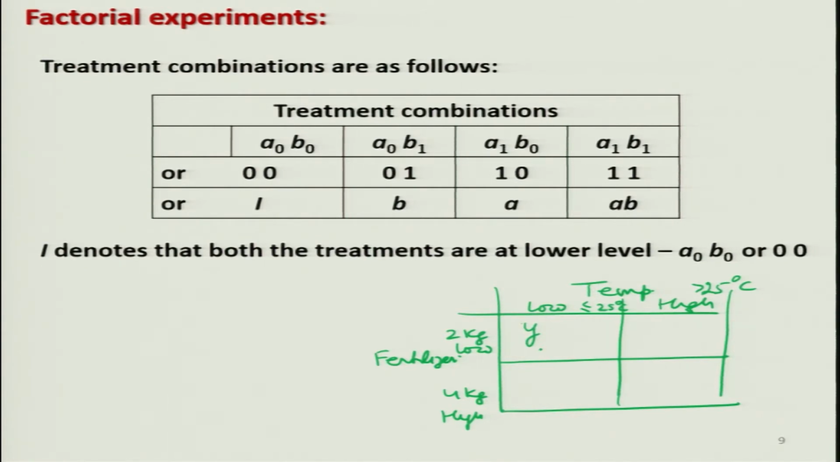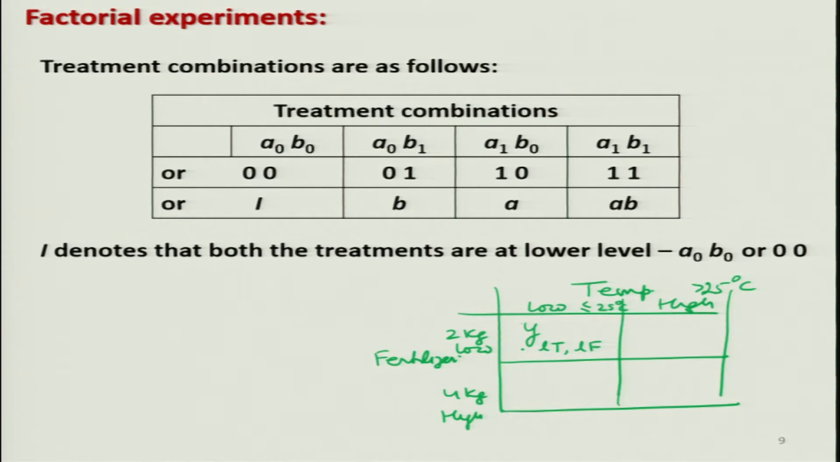You can write down here low temperature LT and low fertilizer LF. It means you are going to conduct the experiment, you are going to give the lower quantity of fertilizer, that is 2 kilogram, and you are going to maintain the temperature less than or equal to 25 degrees centigrade, and then you conduct the experiment and get the outcome, say yield from the plot, which is indicated here as y.